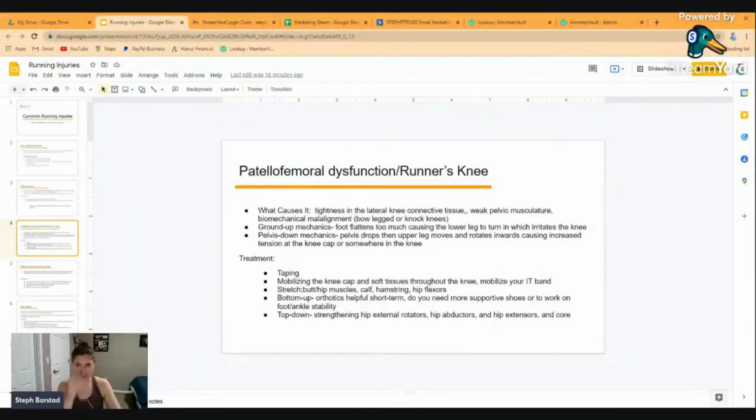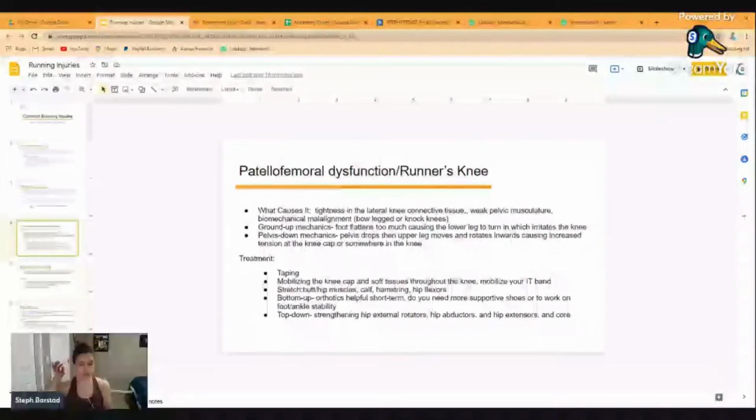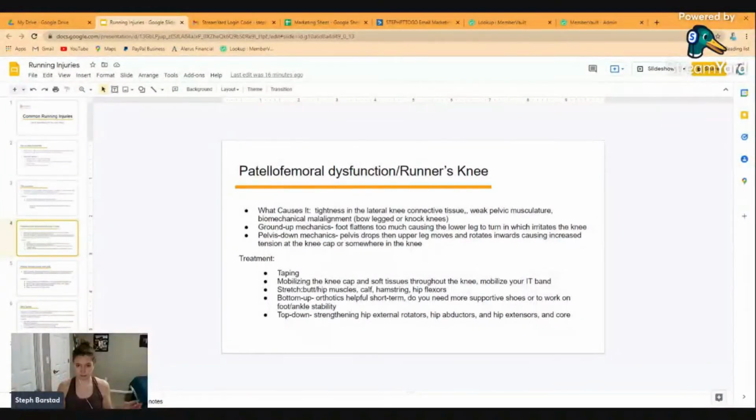Some causes of that are tightness in the tissue on the outside of the knee, weakness at your pelvis and hips, and some kind of alignment issue. If you're bow-legged or knock-kneed, those things can cause problems. Sometimes people are born that way, and that's just how their bones are structured. Sometimes it is from muscle weakness, and your body has learned to be that way, but we can teach it to not be that way.